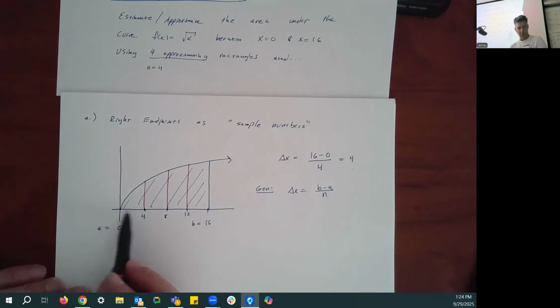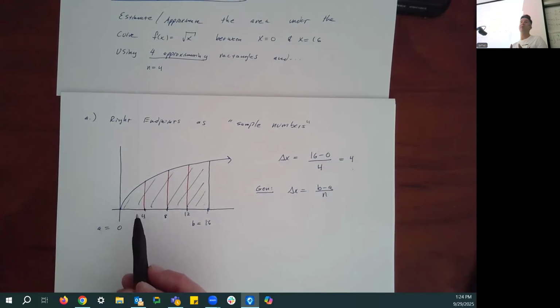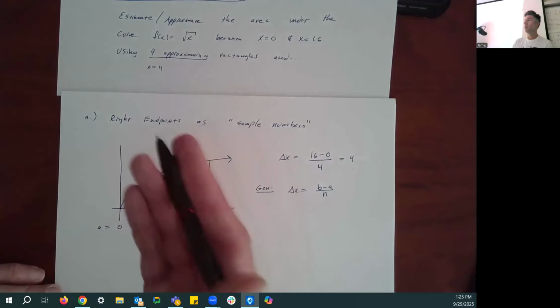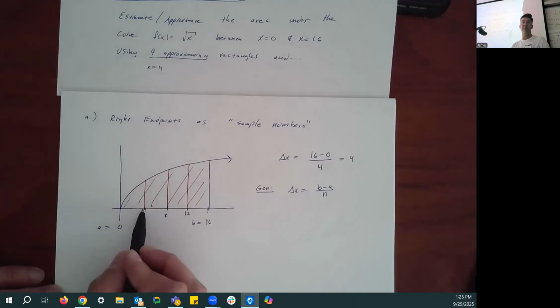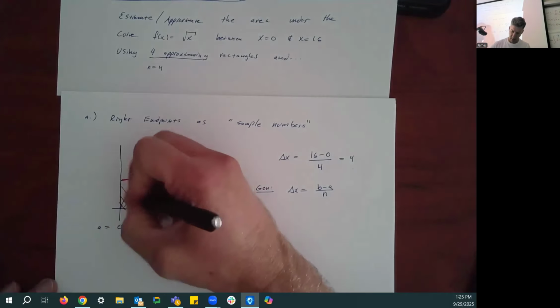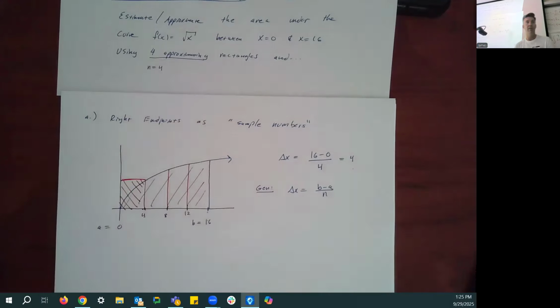So here's my first subinterval from 0 to 4. In that interval from 0 to 4, we've been told that we want to use the right endpoint to estimate the area under the curve in that interval. So from 0 to 4, the right endpoint is 4. We're going to plug in 4, and that's going to give us the height of our rectangle. So this rectangle, which is a gross overestimate, is what we're going to use for our first subinterval.